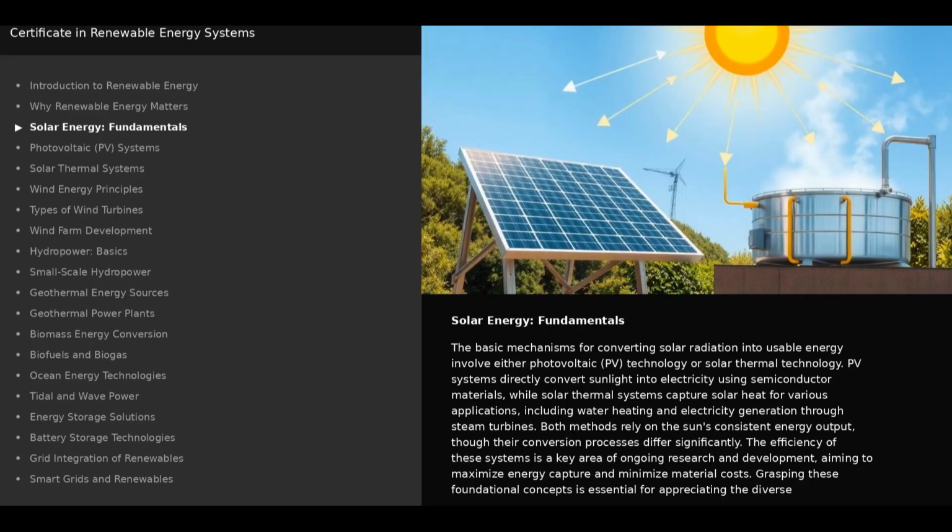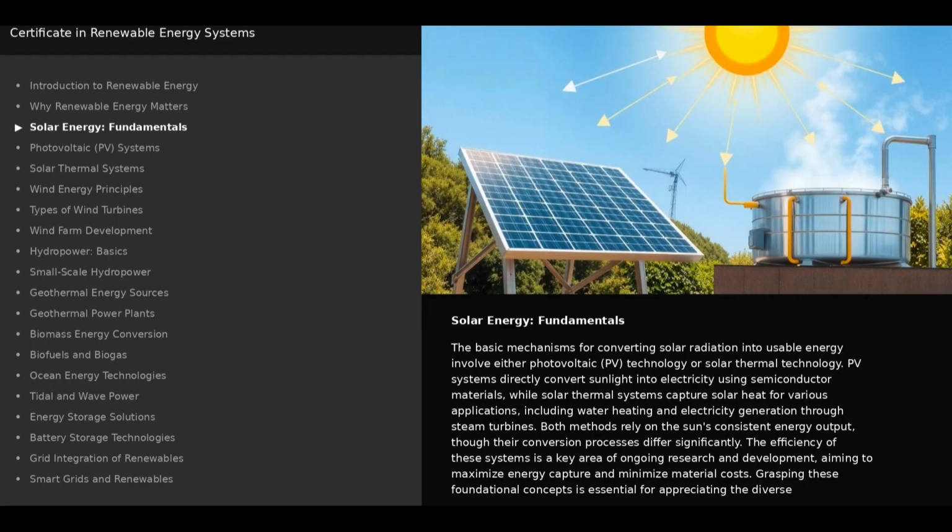The basic mechanisms for converting solar radiation into usable energy involve either photovoltaic (PV) technology or solar thermal technology. PV systems directly convert sunlight into electricity using semiconductor materials, while solar thermal systems capture solar heat for various applications, including water heating and electricity generation through steam turbines. Both methods rely on the sun's consistent energy output, though their conversion processes differ significantly.